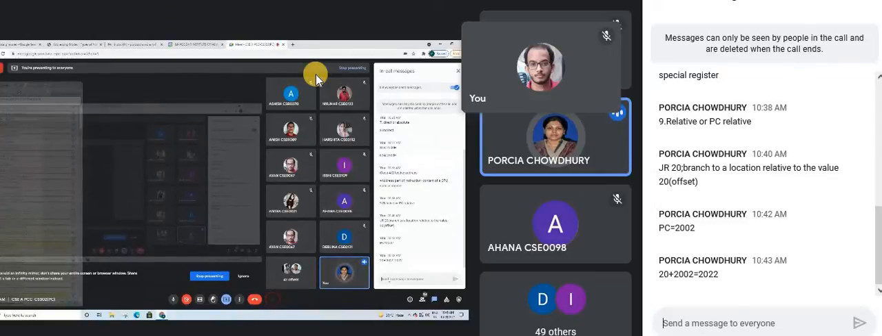Now we will move on to the next category. So tell me, there will be one numerical example. I don't think it's possible today to show you the numerical example. Tomorrow I will show you a numerical example also. But first tell me, the first example of class 4 is clear to you? That is what is relative or PC relative address mode?